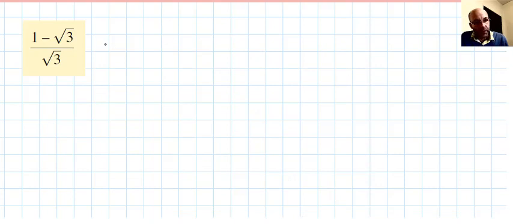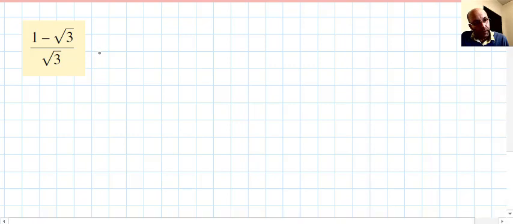Third and final example here. So we have 1 minus root 3 over root 3, and what we're going to do is multiply that by root 3 over root 3. You can see the root 3 there. So we're going to multiply by root 3. So multiply by root 3, top and bottom, numerator and denominator.